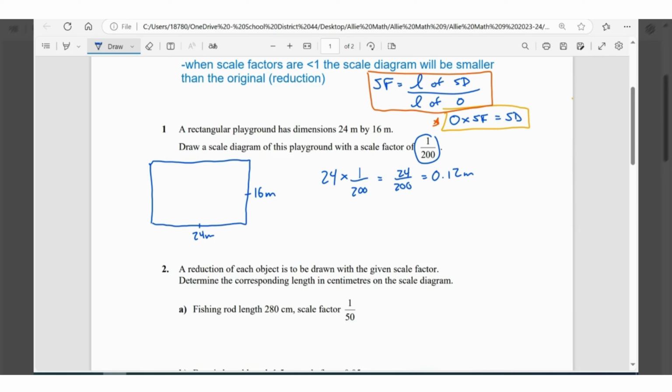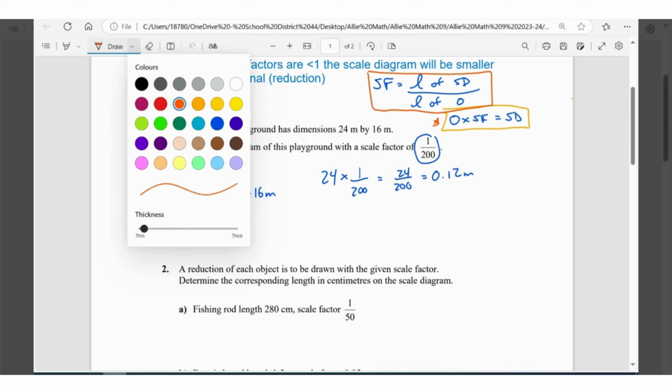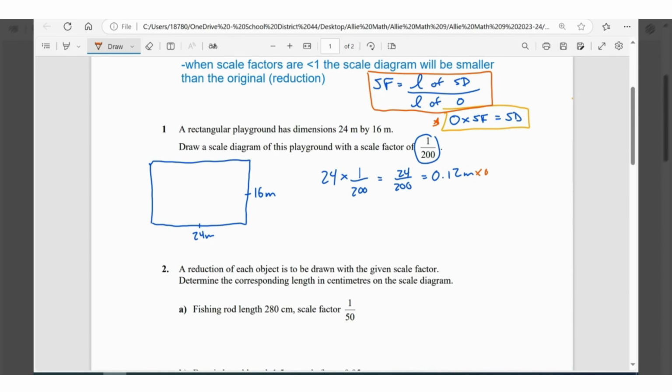And the reason I want this as a decimal, if we have 0.12 meters, it'd be nice to have this in something that's a little bit easier to conceive of. And I'm going to change this now. I'm going to times it by 100 to get this into centimeters. 12 centimeters. Okay, and then let's do our next one.